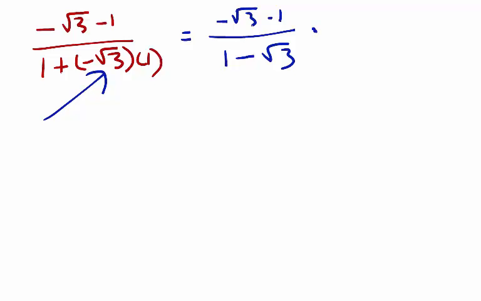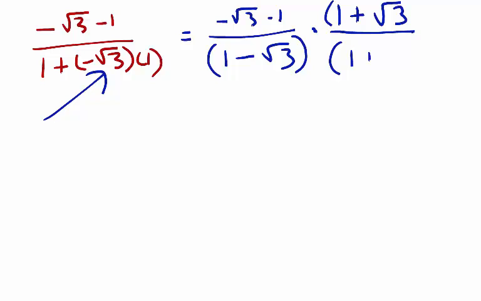Alright, so in order to get the radical out of the denominator, because I have a binomial expression in the denominator, I can't just multiply by square root of 3. I can, however, multiply by the conjugate of 1 minus square root of 3, which happens to be 1 plus square root of 3. So I'll multiply both numerator and denominator of my expression by the conjugate of my denominator.